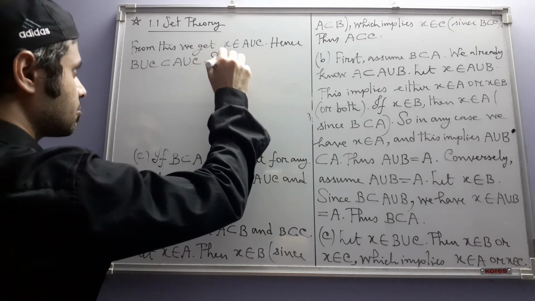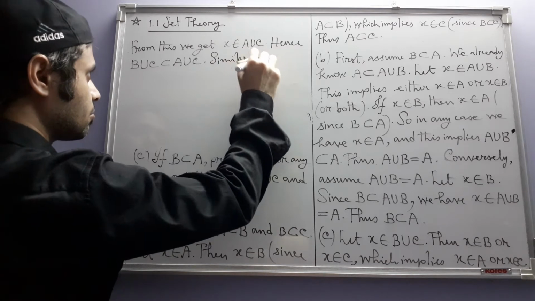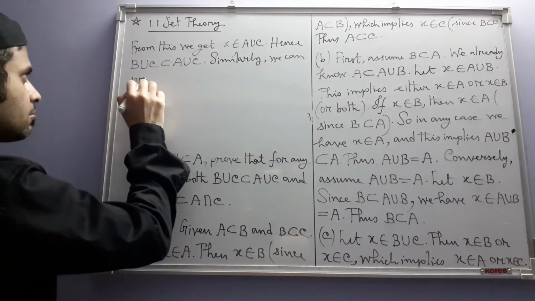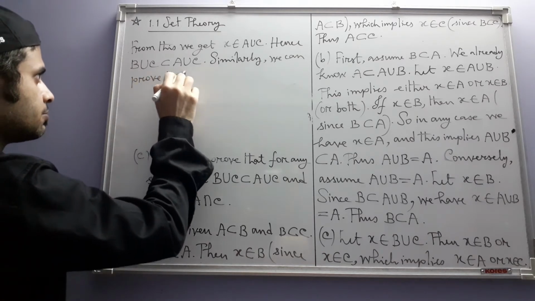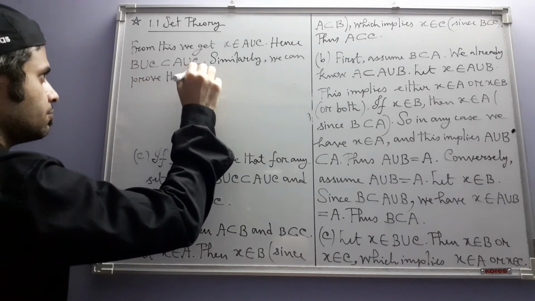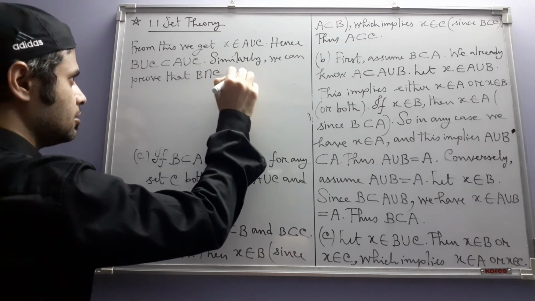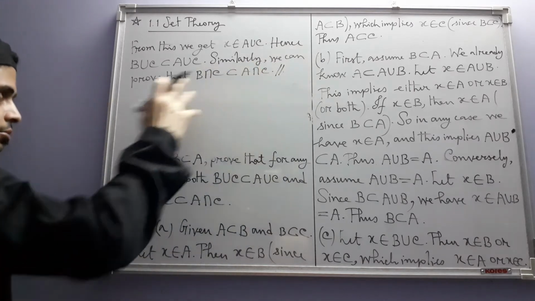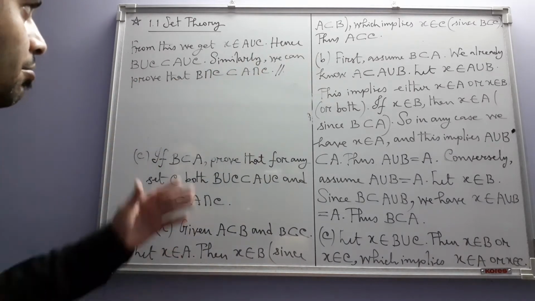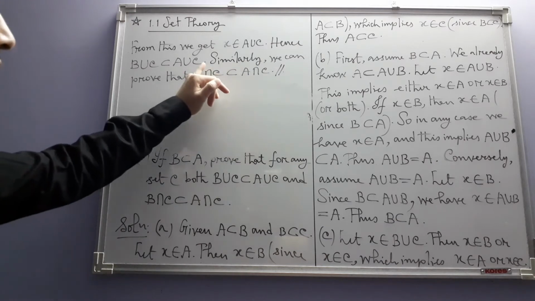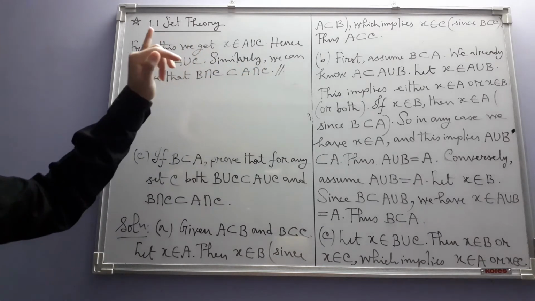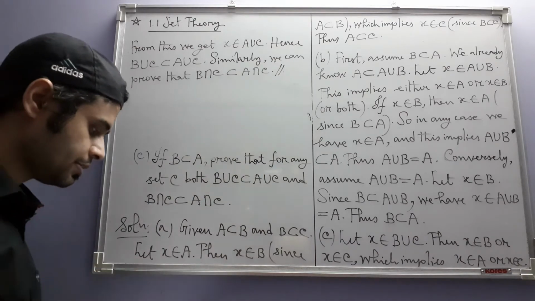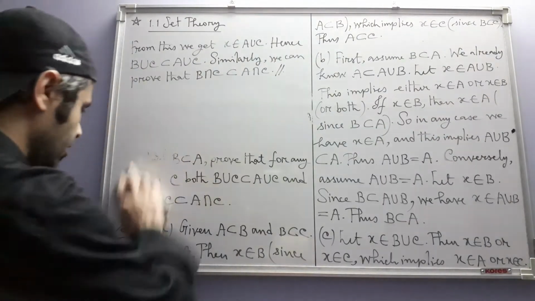Similarly, we can prove that B intersection C is a subset of A intersection C. And I have said it before, again I am going to repeat. When I write something like this, it is supposed to mean that you have to complete it. Okay. So this is our exercise A.